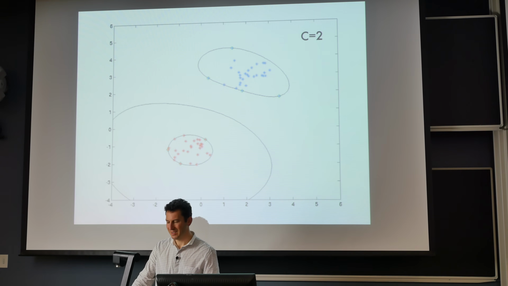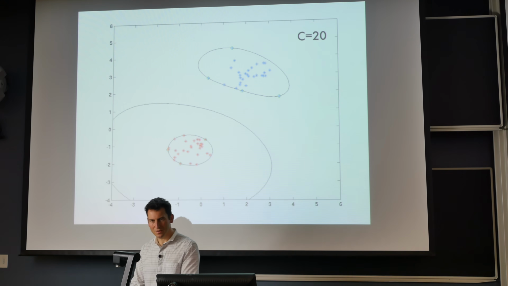Yes? What kind of kernel is it? Oh, this was, I think, a Gaussian RBF kernel. Thanks for asking. Yeah. Now, as we keep on going, since my constraints are already satisfied, nothing happens.